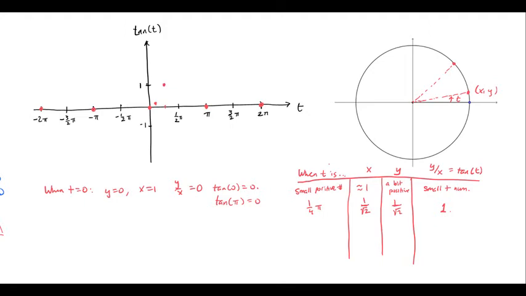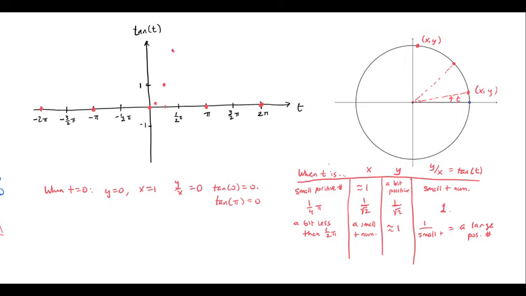Okay, what about when t is a bit less than 1/2 of pi? So like somewhere around here. So if that's my point, then x is a small positive number, and y is close to 1, which means y over x is going to be 1 over a small positive number, which means that's going to be a large positive number. Okay, so that means that somewhere around here I'm going to have a point where the tangent is quite large.